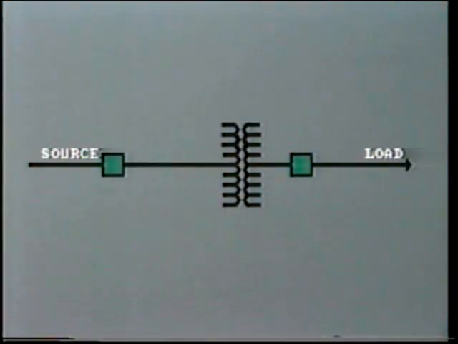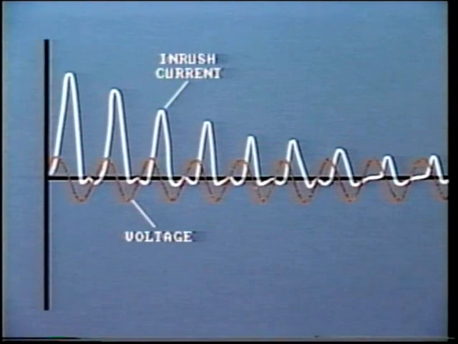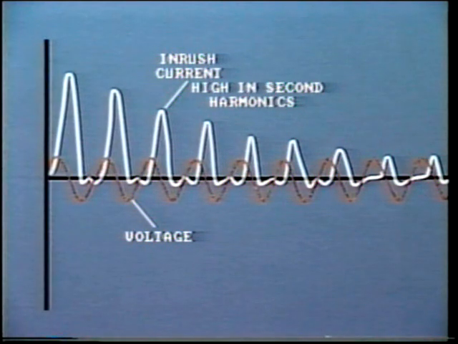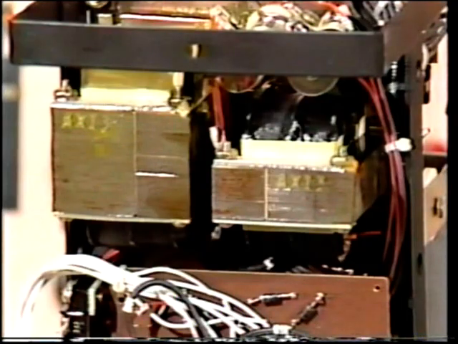As we pointed out in an earlier tape, inrush current is due to the initial energizing of the transformer. The large inrush current is high in second harmonics, and this factor is used to provide harmonic restraint to differential relays, which are used for transformer protection. The harmonic restraint unit filters out the second harmonic and uses it to restrain operation of the relay.